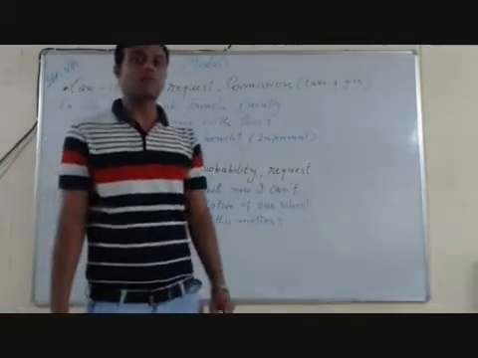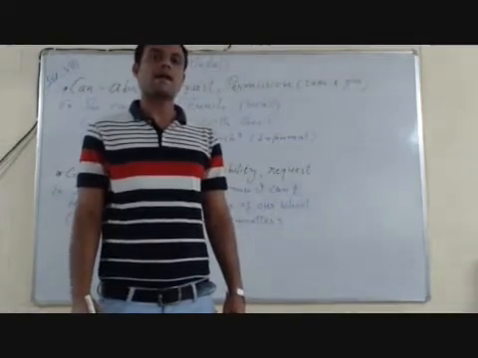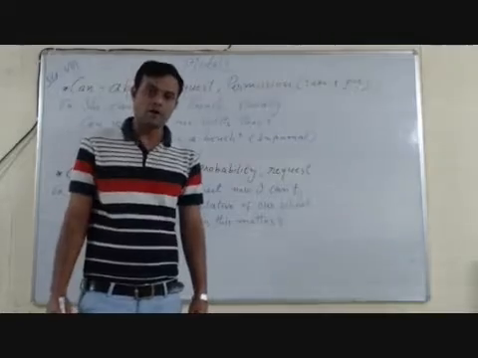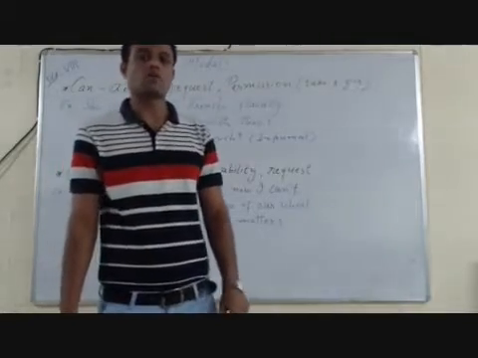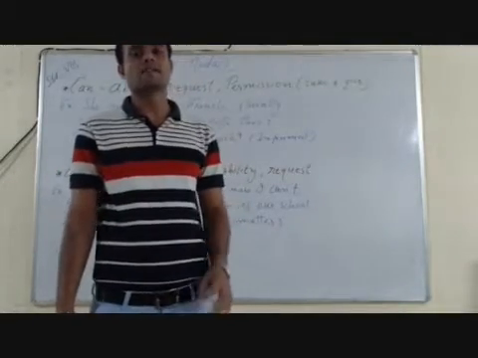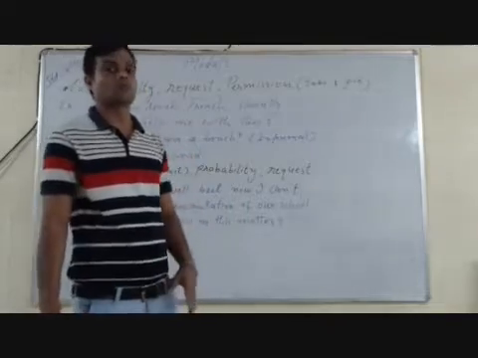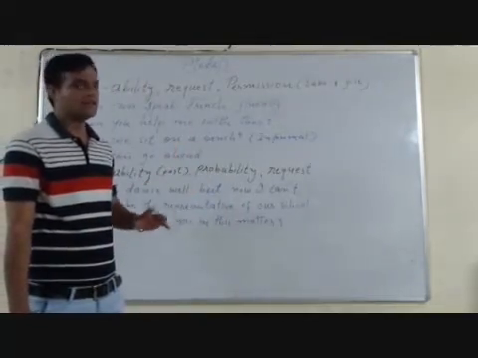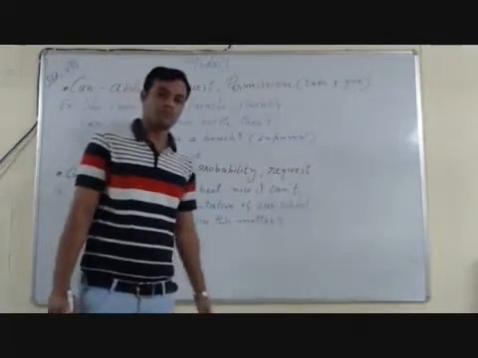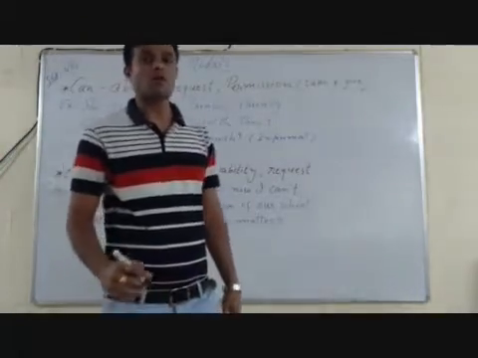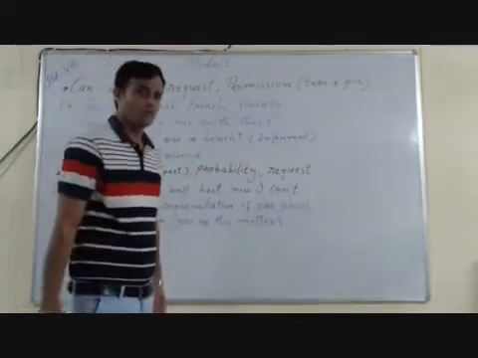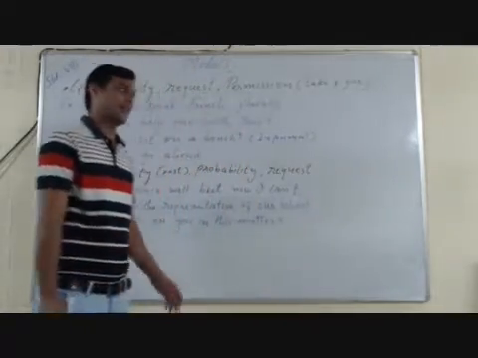Models are helping verbs. They add meaning to the verbs. Models are also known as auxiliary verbs. Auxiliary verbs means helping verbs that add meaning to the main verb. Today we are going to learn some of the models, some of the auxiliary verbs. First, we begin with can.